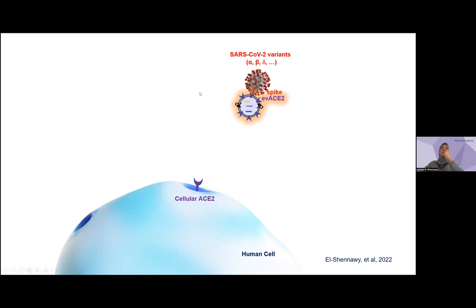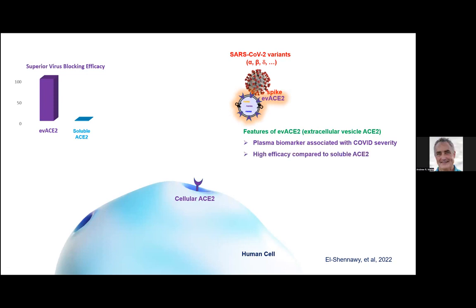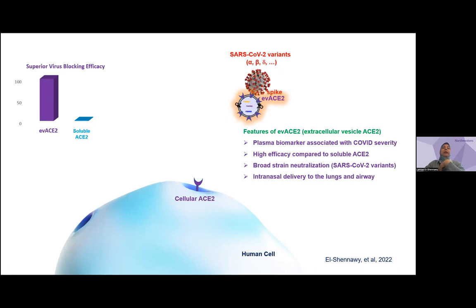And so we have produced, and the features of extracellular vesicle ACE2 are, they are a plasma biomarker associated with COVID-19 severity. They have high efficacy compared to soluble ACE2. They can neutralize broad strains of the virus, and they can be delivered intranasally to the lungs and airways, and they have good biosafety, low toxicity, and low immunogenicity, and they can be used as a biological platform for broad therapeutic development.